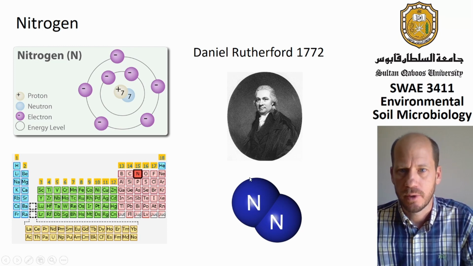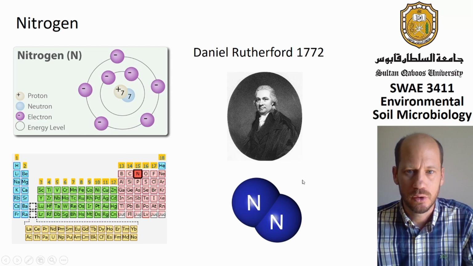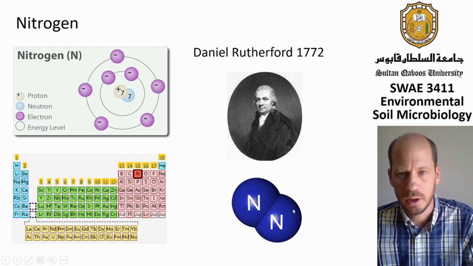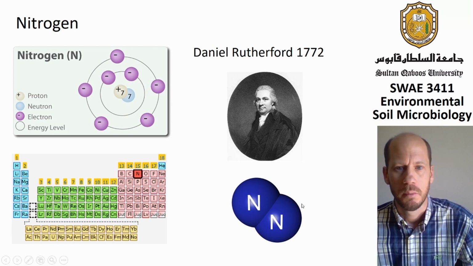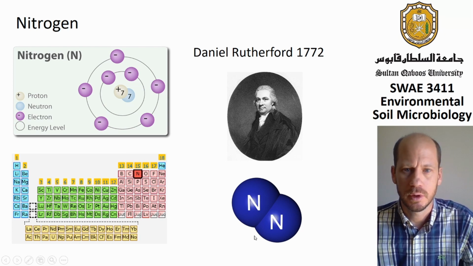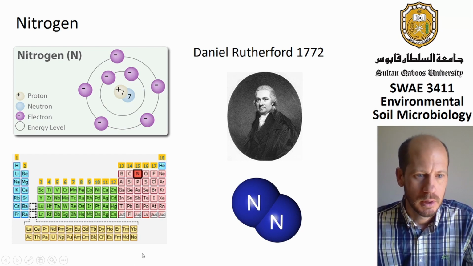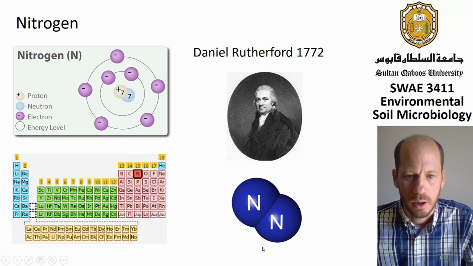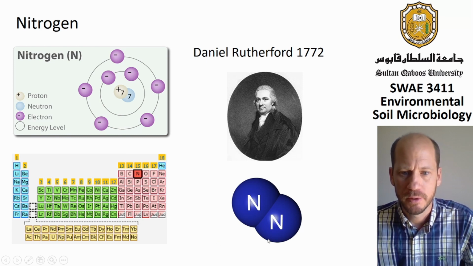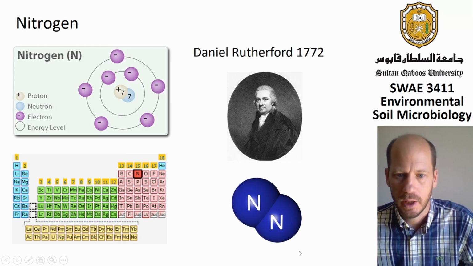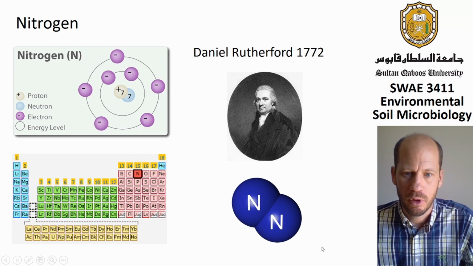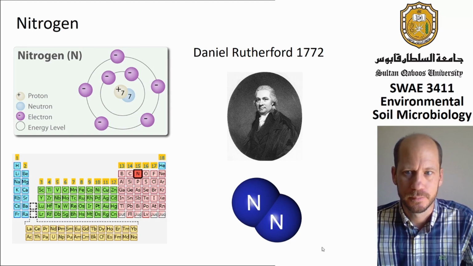Nitrogen was first described, I would say, in 1772 by Daniel Rutherford, and here is an illustration of the most common molecule of nitrogen in nature, which is N2 with a triple covalent bond. It's the main form of atmospheric nitrogen.